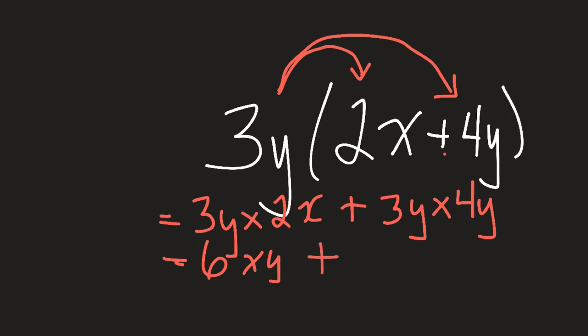Plus, what's 3 times 4? That makes 12. And what's y times y? That's y squared. And that's as far as you can go. That's as simplified as you can get. And those are the examples that I have for you to help you do your homework.